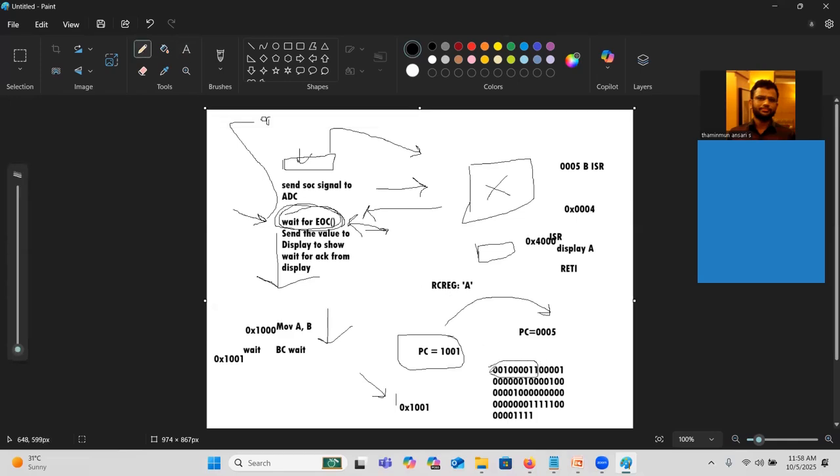The assembler will simply write the binary equivalent of those words in a file, and we call that a binary file, bin file. These files only will be flashed in the program memory. They have to be flashed.